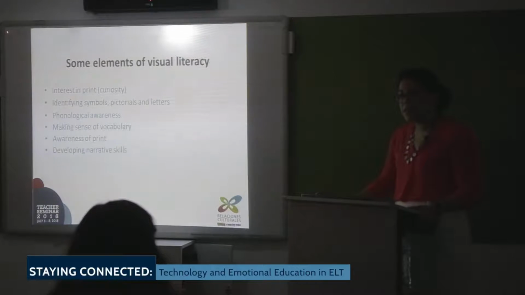There are very many different ways in which you can print images, and this takes you also to different text types and genres too. Even within an image or currents of art, you have different types of images too, and it's very, very important. And developing narrative skills. This is my favorite one.